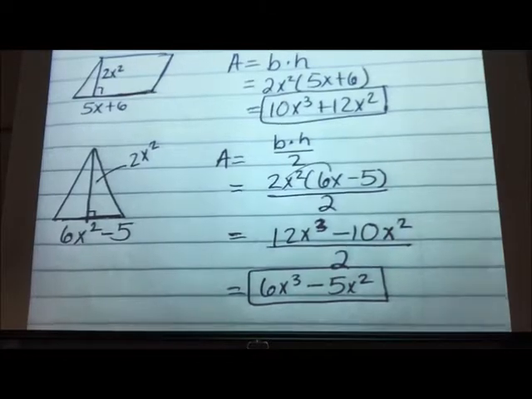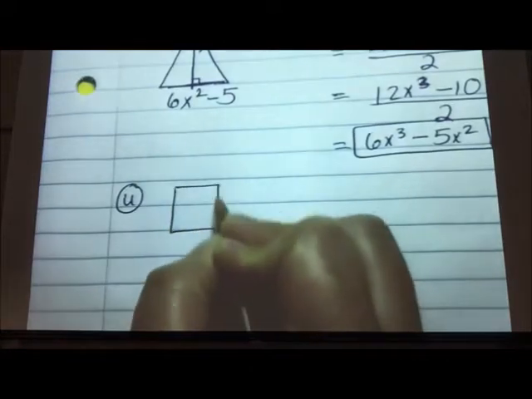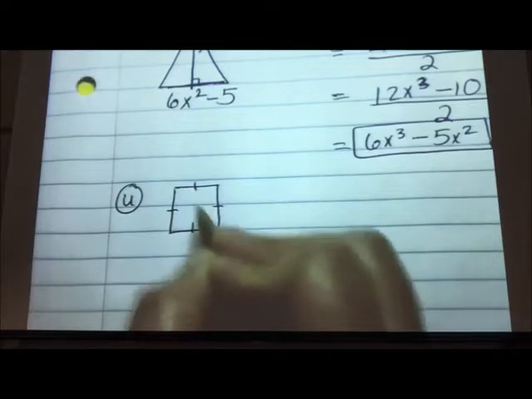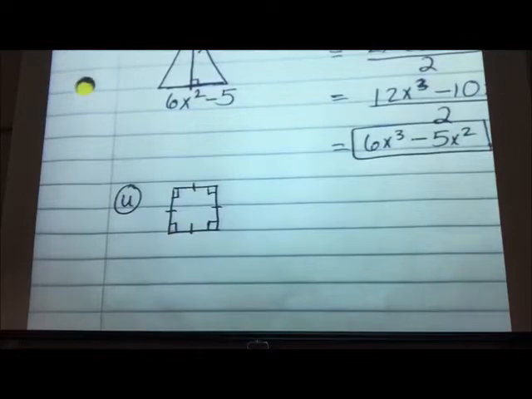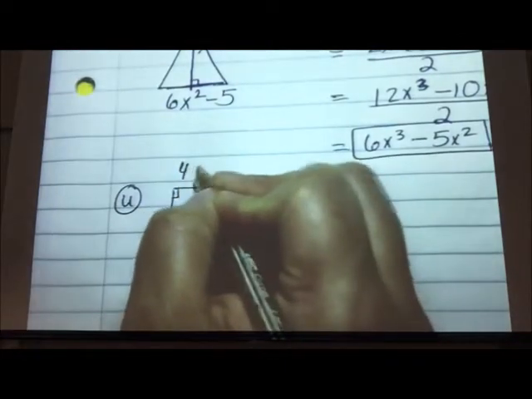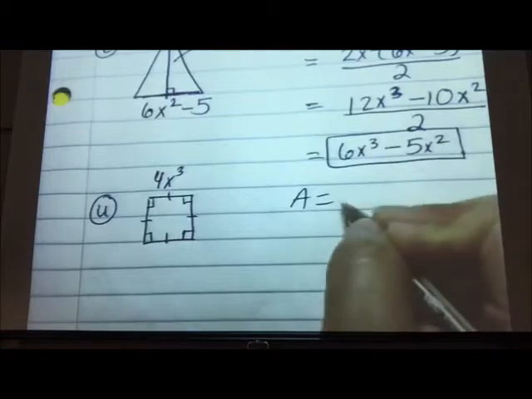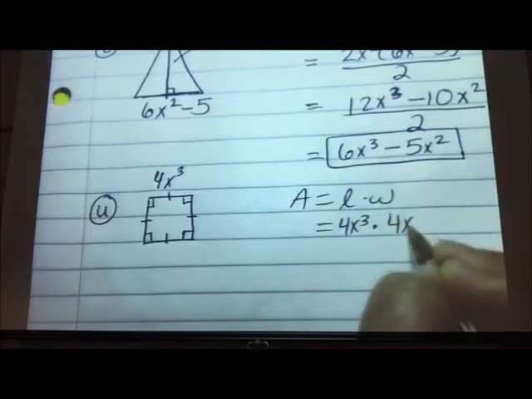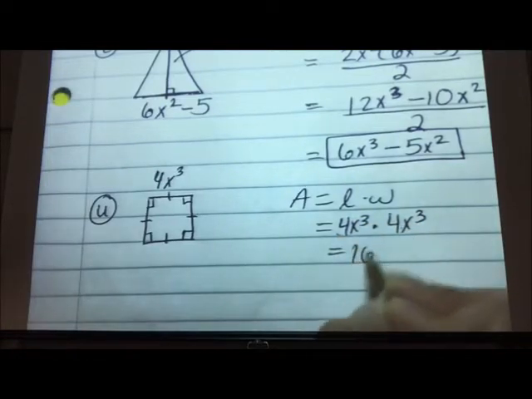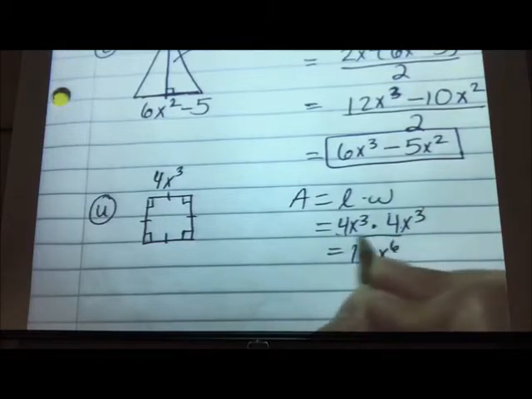And the last one, U. They're going to give you a square. So please know a square, all sides are the same, 90 degrees, and they're just going to give you one. Let's say they give you 4x to the third. Now, how do you find the area of a square? It is s squared or L times W, whichever way you want to see it. So this becomes 4x cubed times 4x cubed. 4 times 4, 16. X cubed times an x cubed. We have to add those, so that it becomes x to the 6.